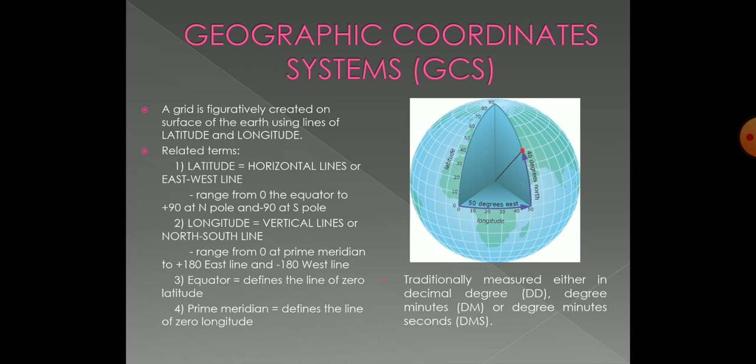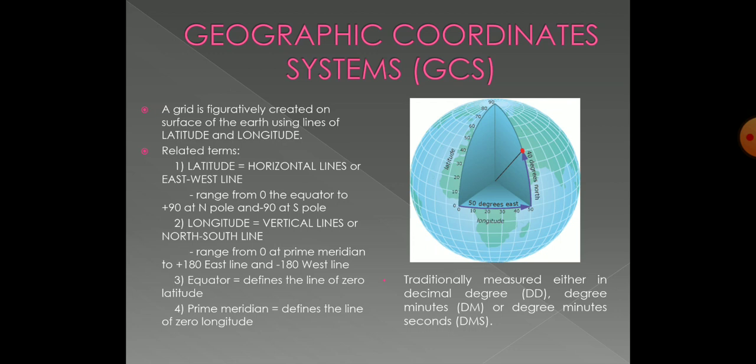The range for latitude is from 0, which is the equator, going upwards to the north pole is positive 90, and then going downward to the south pole is negative 90. So all latitudes north of the equator are denoted with N or a positive value, while all latitudes to the south of the equator are denoted with S or a negative value.